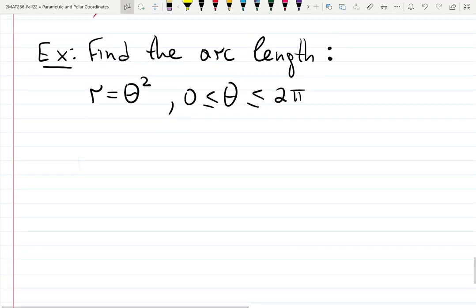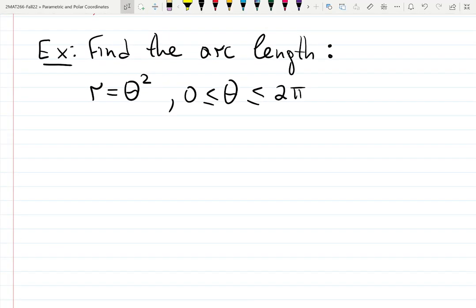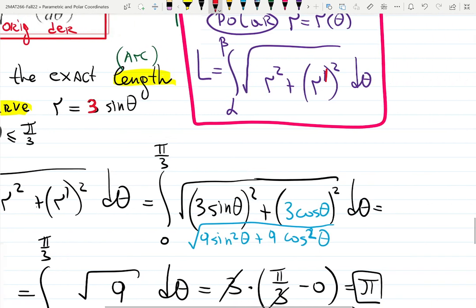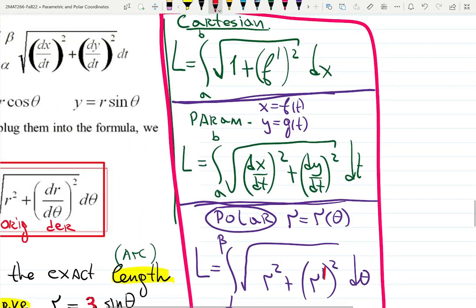You basically start with the formula. To find the arc length means to write down the formula. Solution. We have 3 formulas. And now your job is just to know which one we need.